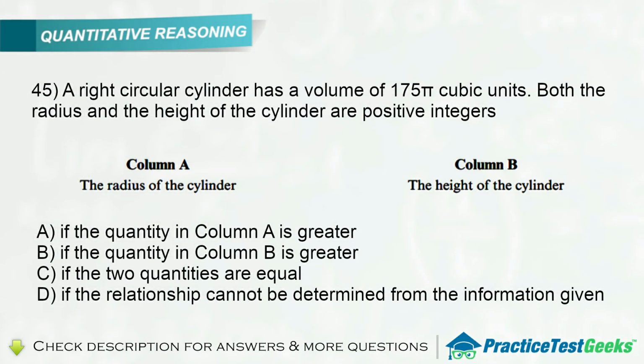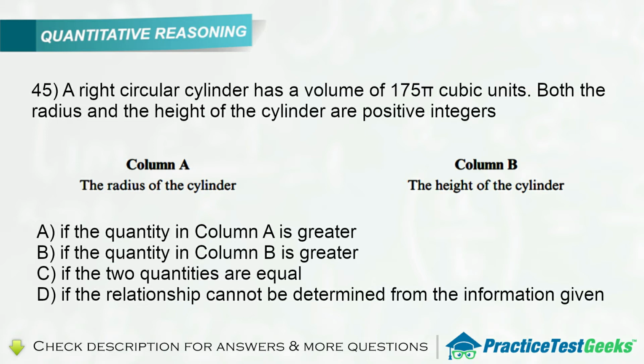Question 45. A right circular cylinder has a volume of 175π cubic units. Both the radius and the height of the cylinder are positive integers. Compare the quantities. Column A. The radius of the cylinder. Column B. The height of the cylinder.